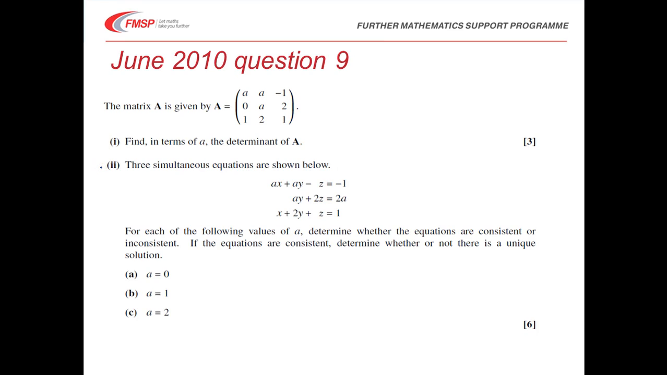And then in part 2 we're given 3 simultaneous equations involving again this little unknown A. And for each of these following values of A, we've got to determine whether the equations are consistent or inconsistent. And if the equations are consistent, we've got to determine whether or not there is a unique solution. And the 3 values of A we've got are there, 0, 1 and 2.